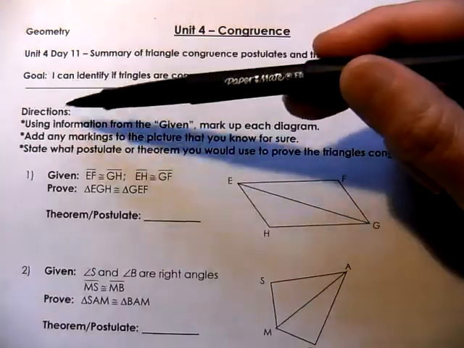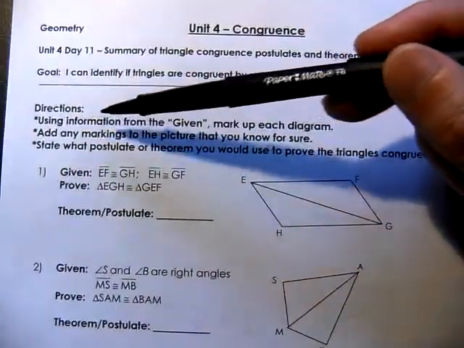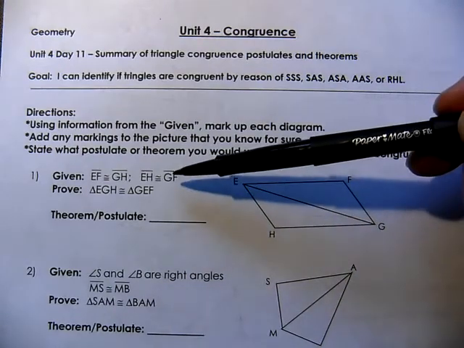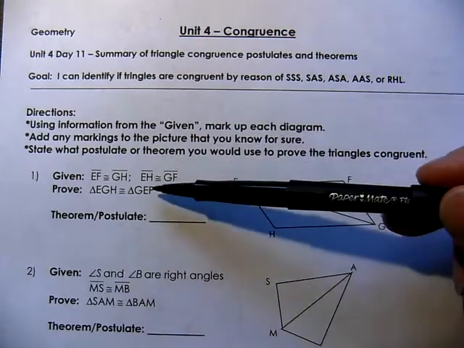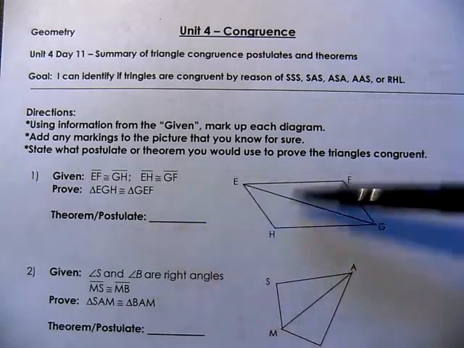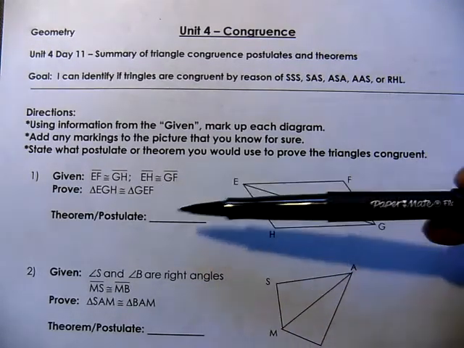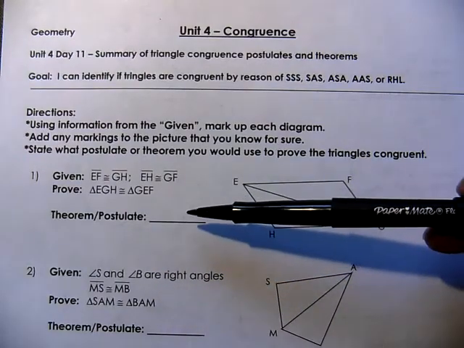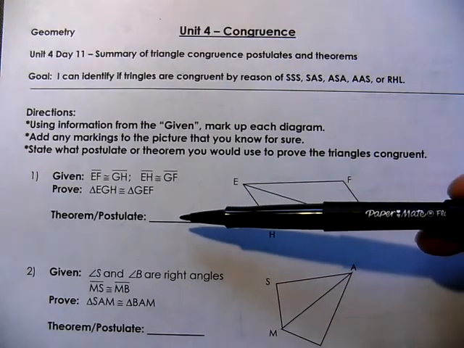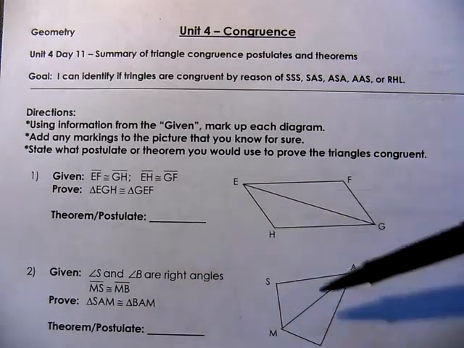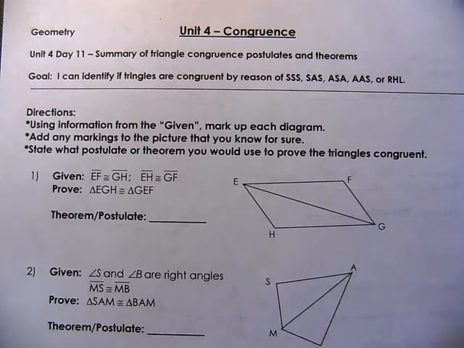So what we're looking at doing here is we're going to use the given information from the given line to mark up the diagram. So you can see there's the given line, there's the prove line. So again, we're not setting this up as a two-column proof. We're just showing that these two triangles are going to be congruent by a certain pattern, and we have to identify what that is. So it's not overly difficult, but it can have some tricky details to keep in mind, as we'll see in a couple of examples here in just a moment.